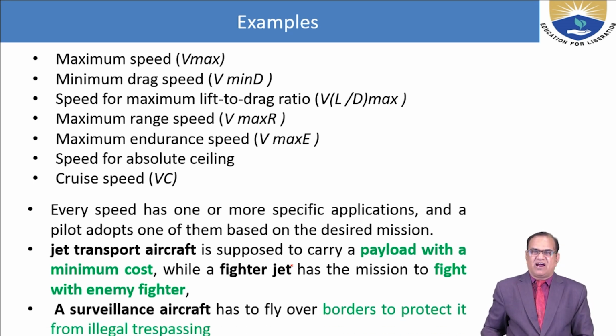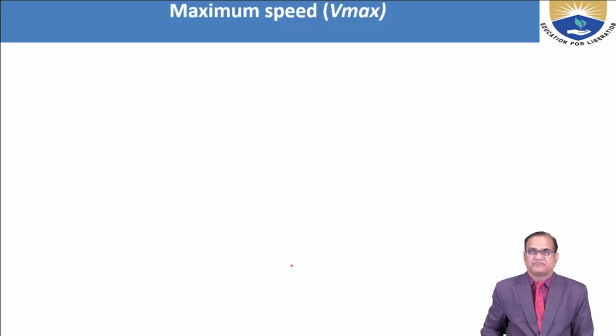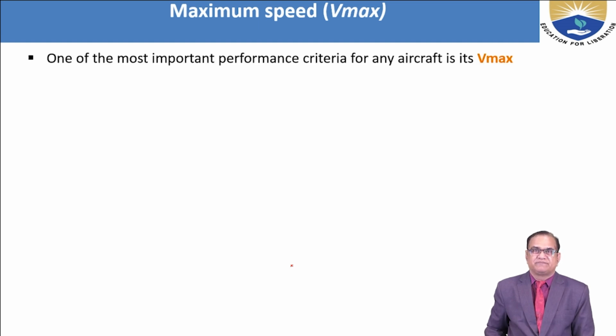A surveillance aircraft has to fly over the border to protect it from illegal trespassing. So if it is a surveillance aircraft, we need more L by D so that the endurance of the aircraft should be high. So now we will discuss some speeds, that is the maximum speed, Vmax.